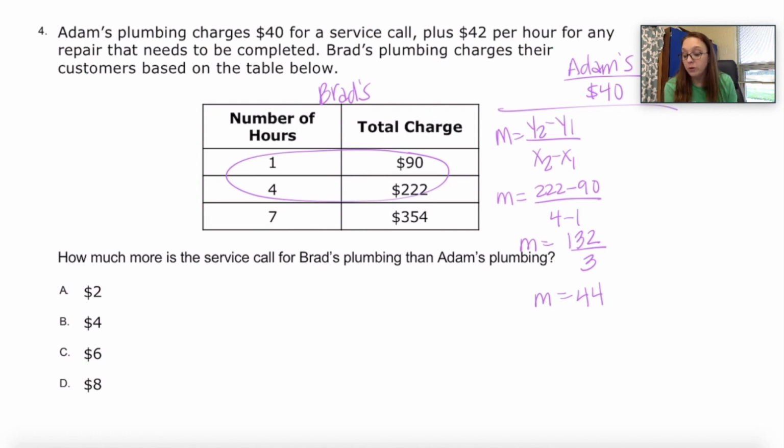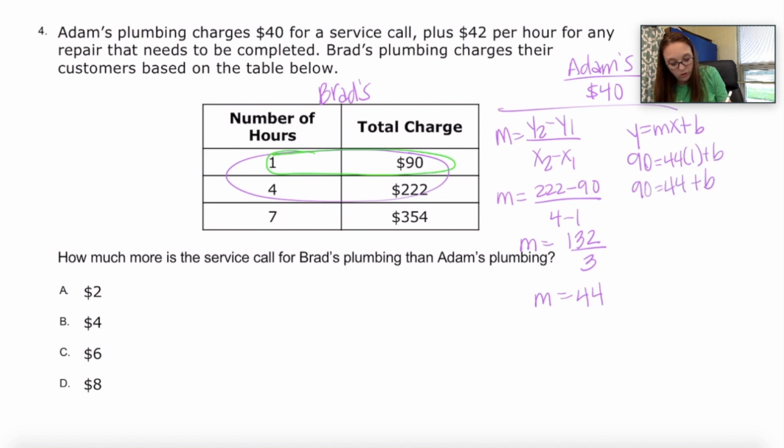We found the slope. Now let's go through and find the y-intercept. So I'm going to use that first point to find the y-intercept. So in place of y, I'm going to write the 90 equals, my slope is 44, times the x is 1 plus b. Well, 44 times 1 is 44. Then we're going to subtract 44 on each side. So when I do 90 minus 44, I get 46 is equal to b.